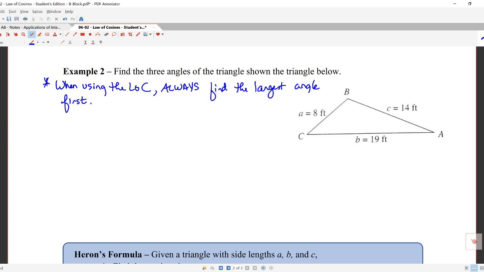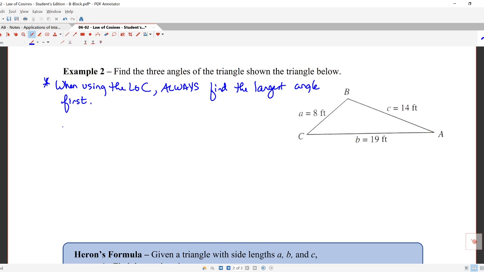Because sine is positive in quadrants 1 and 2, you don't get that same type of help in terms of finding the angle. You need to be able to know this. So law of sines, find the smallest angles. Law of cosines, find the largest angles first. So the largest side is 19 feet, so that means B is the largest angle.